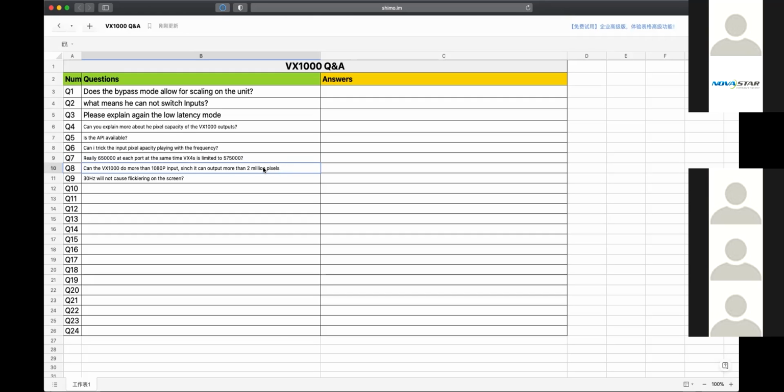And the next one is, can the VX1000 do more than 1080p input since it can output more than 2 million pixels? Yes, just as I mentioned, the standard input resolution for the VX1000 is 4K by 1K, like 3840 by 1080.